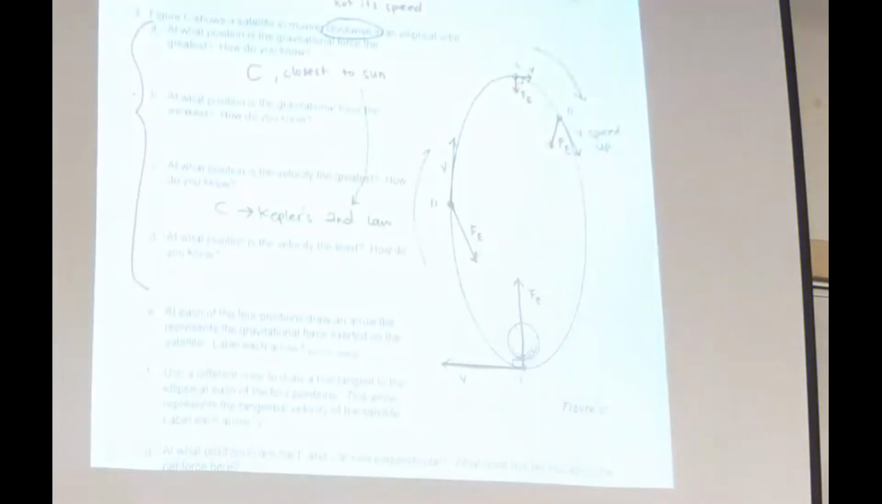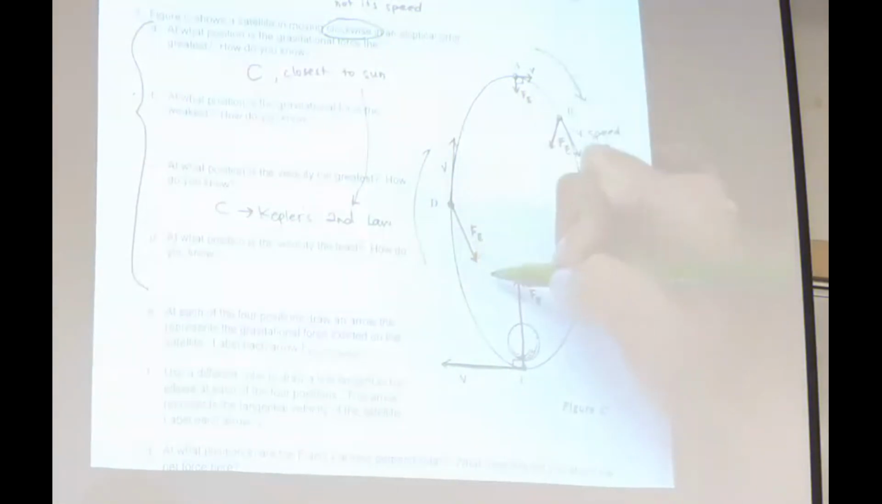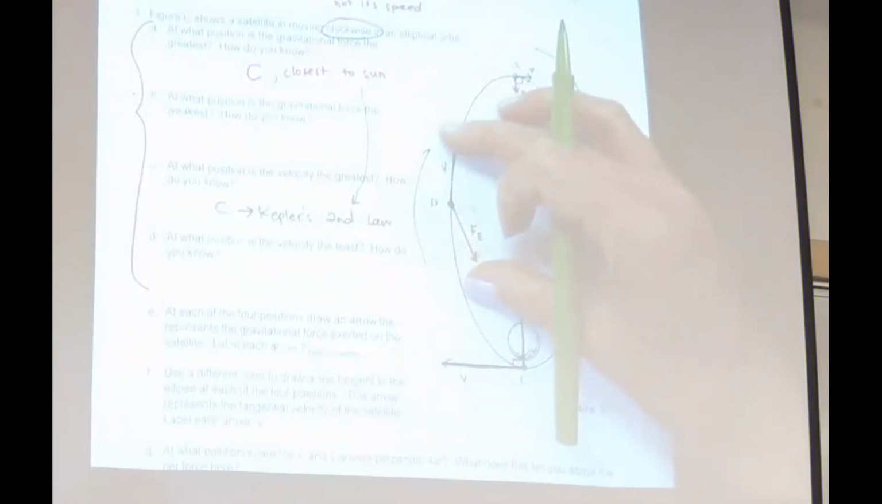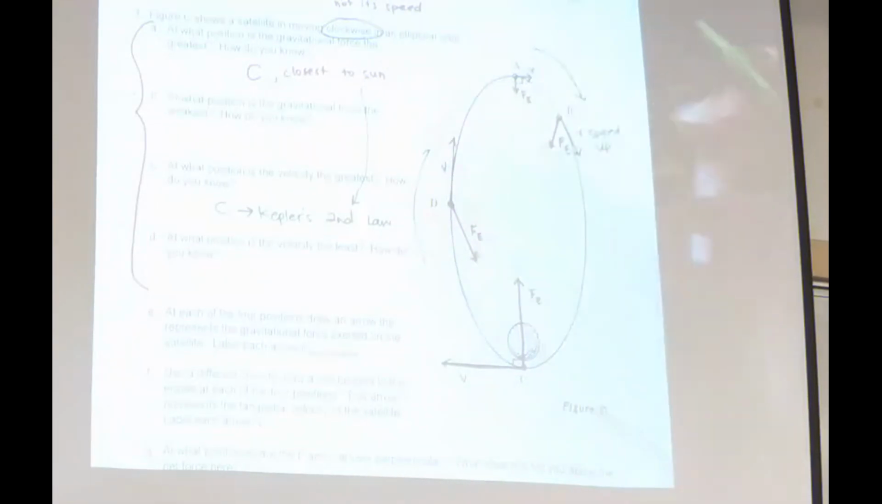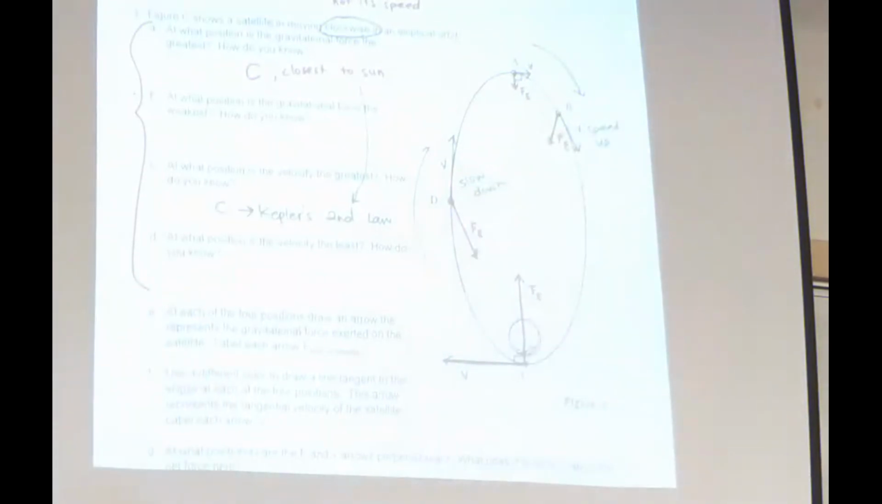Where would I be slowing down then? At D. My velocity wants to go upward, but the force of the Earth, or the force of the planet on the satellite, is pulling it in the opposite direction. So these opposing motion and force would be a slowdown. So that answers part J.